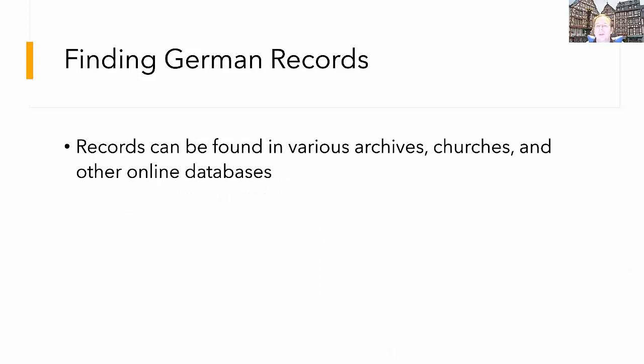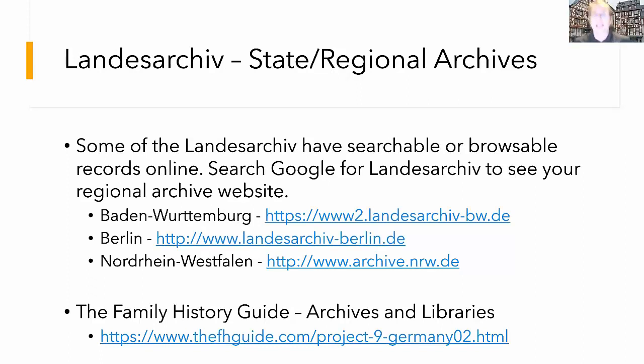And the records can be found in various archives, churches, and other online databases. So in a lot of cases, you're going to be looking at the state or regional archives, the Landesarchives. And some of these archives have searchable or browsable records. Most of them are not indexed, though. So you'll have to search by the town, by the dates, and then go through those records to find what you're looking for. In order to find the right archives for you, you can just type in the region that you're looking for and Landesarchive in Google, and it'll pull up the sites.